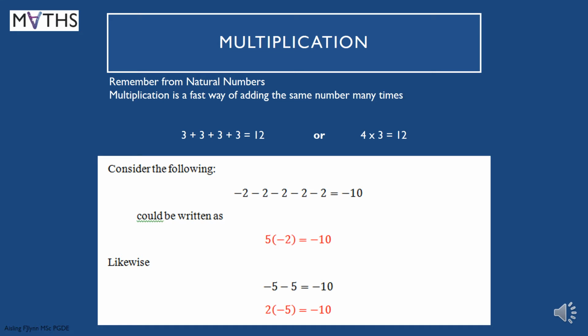Likewise, if we do minus 5 minus 5, it gives me a total of minus 10. And we could write that as 2 multiplied by minus 5 equals minus 10. Okay, so we'll come back and look at these results a little later.